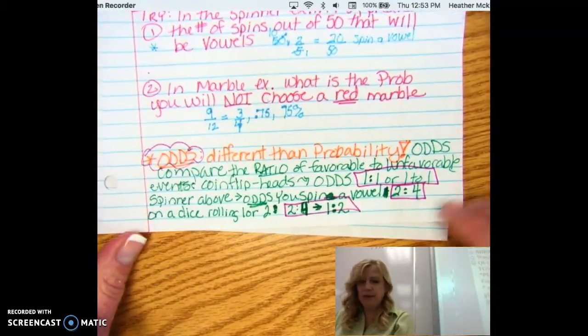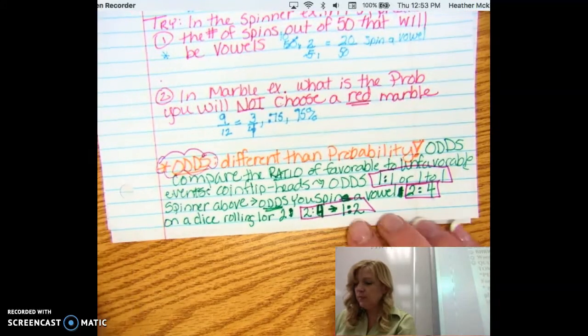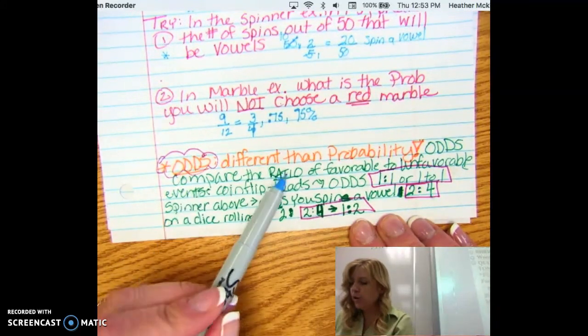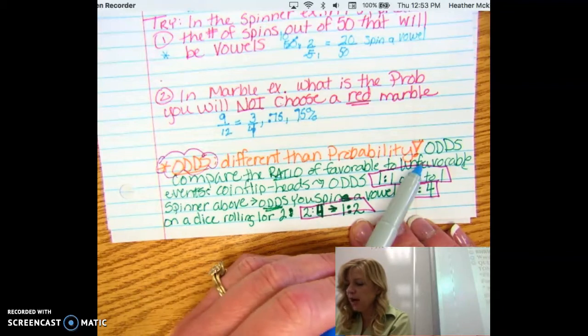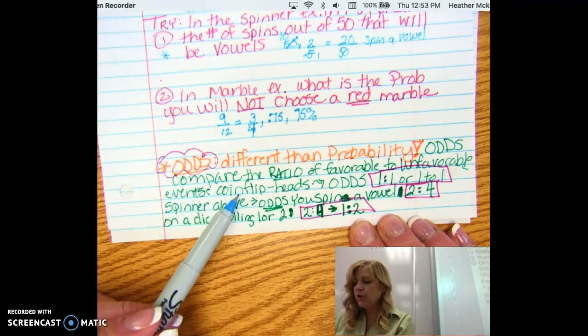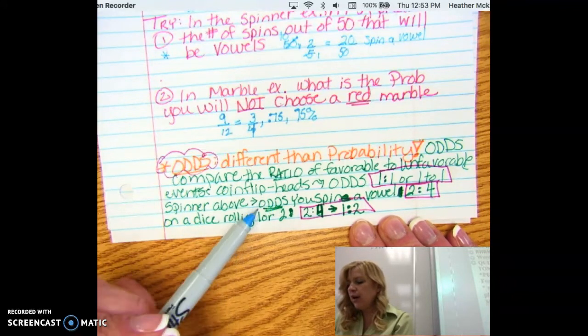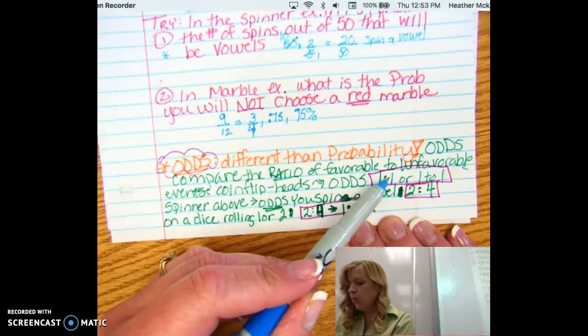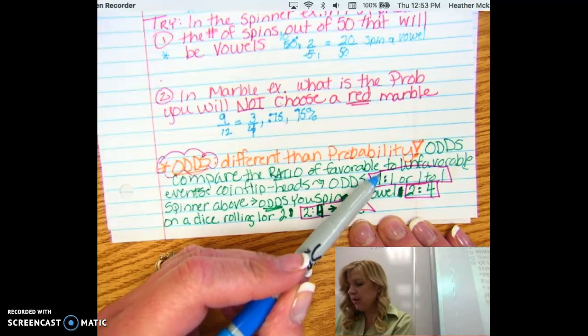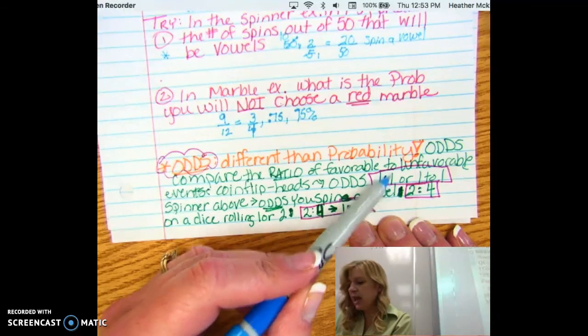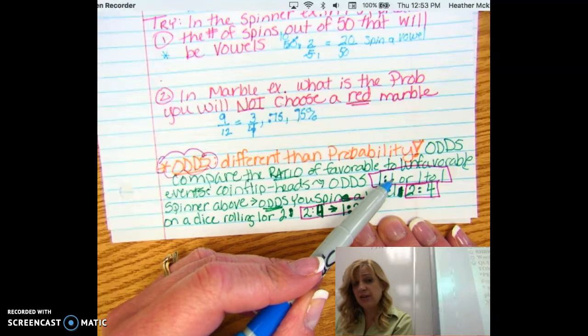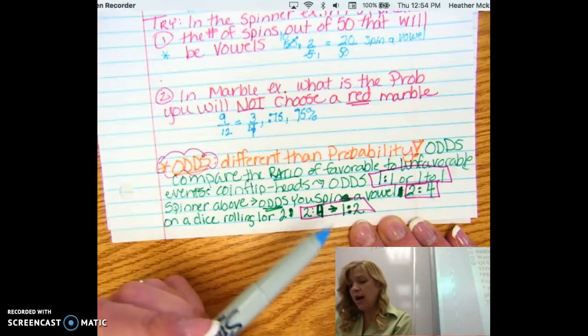Odds are different than probability. What odds compare are the ratio of favorable to unfavorable events. So in a coin flip, rather than a half a chance, you have a 1-to-1. That's the favorable, is this one, and this is the unfavorable, which is tails. So you have a 1-to-1 odds.